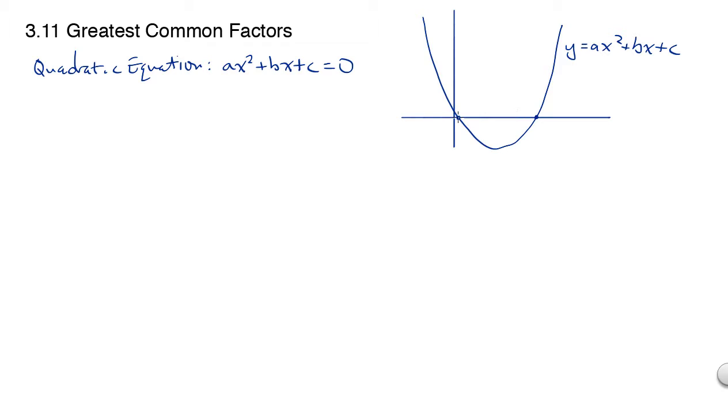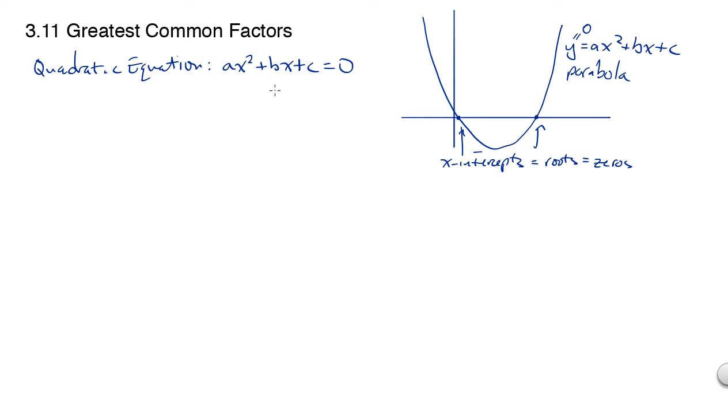you get this parabola, and the x-intercepts of that, these guys here, are when the y value is equal to 0. So we call those x-intercepts or roots of the function, of the quadratic function, or zeros of the function.